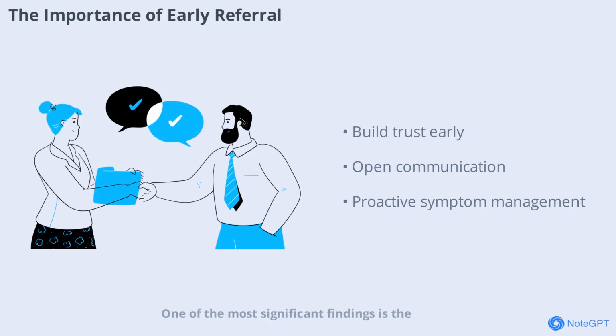One of the most significant findings is the value of early referral to community palliative rehabilitation. When patients are referred early, therapists can build trusting relationships with both patients and caregivers. This trust encourages open communication about symptoms, concerns, and goals, allowing therapists to tailor interventions more effectively. Early engagement also helps patients feel more comfortable and supported, which can lead to better identification of needs and improved outcomes. By starting rehabilitation sooner, patients are more likely to maintain independence and manage symptoms proactively, rather than waiting until challenges become overwhelming.